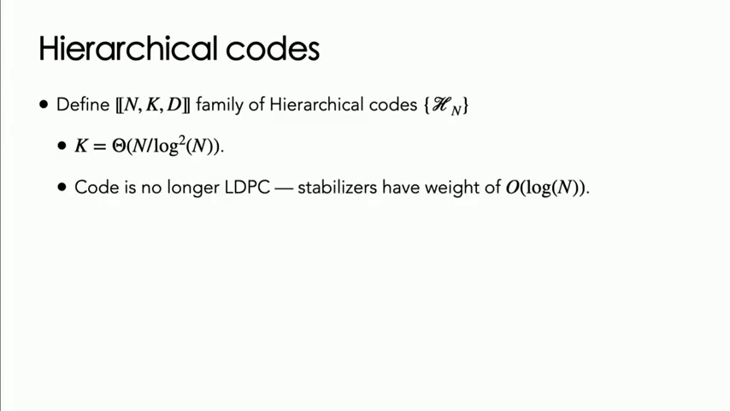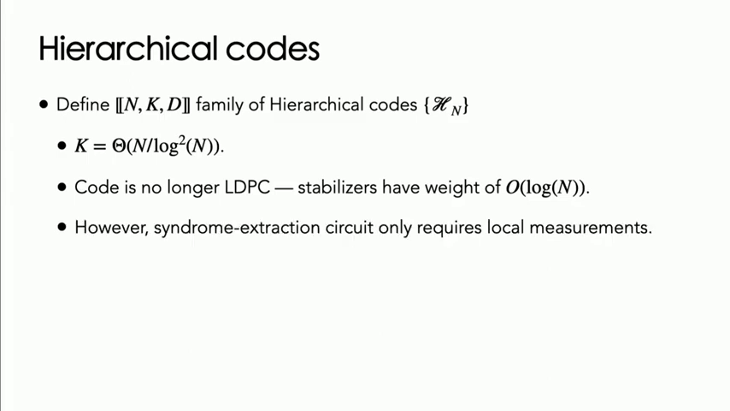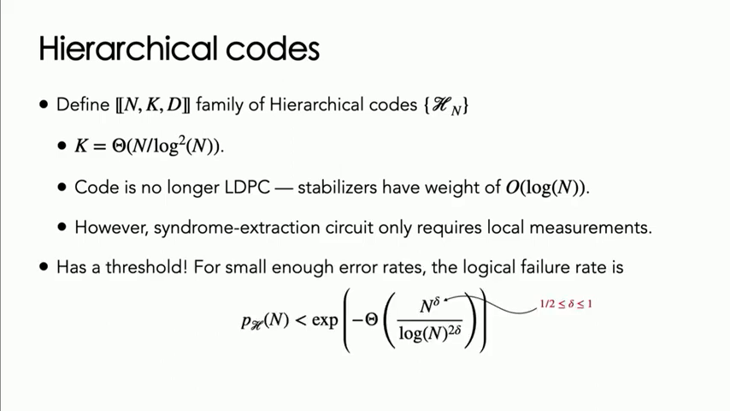Now, second, having concatenated, the code is no longer strictly LDPC. Because the inner code is growing, the outer code is strictly no longer LDPC. The stabilizers have weight log n. However, what we're going to show is that you can construct a syndrome extraction circuit that only ever uses local measurements and local gates. And most importantly, on the asymptotic side, we showed that this code has a threshold. So for small enough physical error rates p-phys, the logical failure rate is going to fall super polynomially.